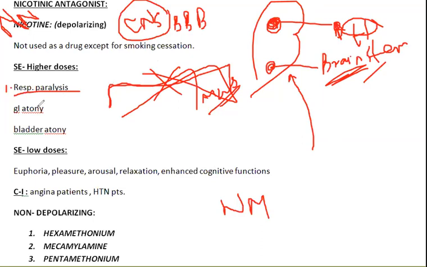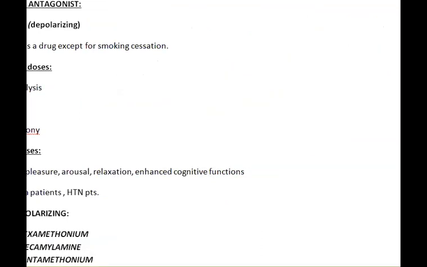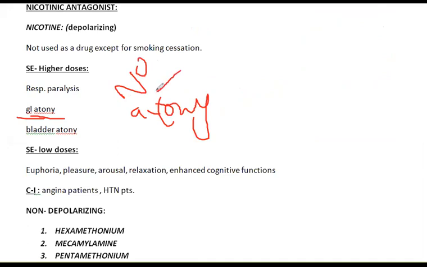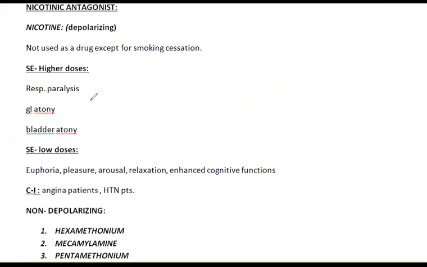Then you have GI atony, gastrointestinal atony. Atony: A means no. Your muscle has no tone, no contraction, no relaxation, no tone of muscle. So what will happen when you have no tone in the smooth muscles of your gut? Your food will not be digested, your food will not go further, and ultimately it will result in constipation.